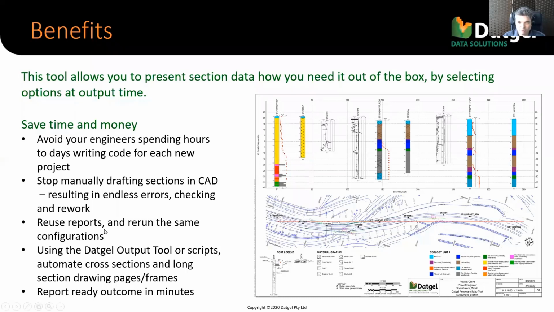Leading on from that, you can use the Datgel output tool or scripts to save big configurations of print runs that you can rerun later and reuse, including pagination. You can have all the pages along an alignment, or cross sections along an alignment.